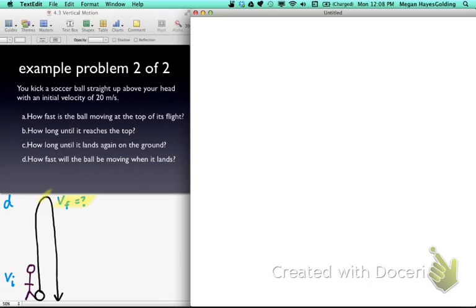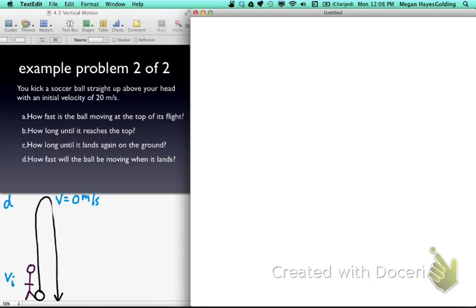Think about what's happening here at the apex of the ball's flight. It's not moving at all. Zero velocity. So let me modify my writing here. And I'm just going to say the velocity at the top is 0 meters per second.